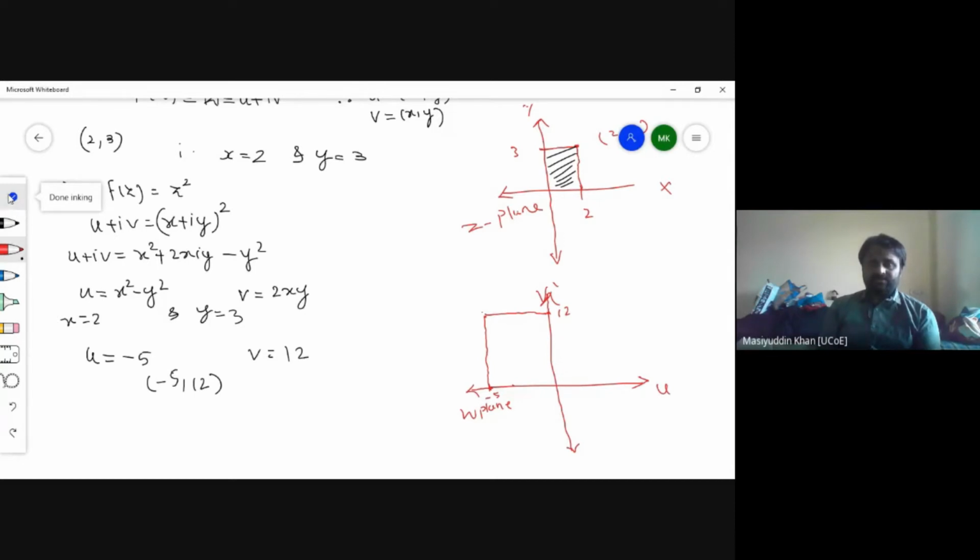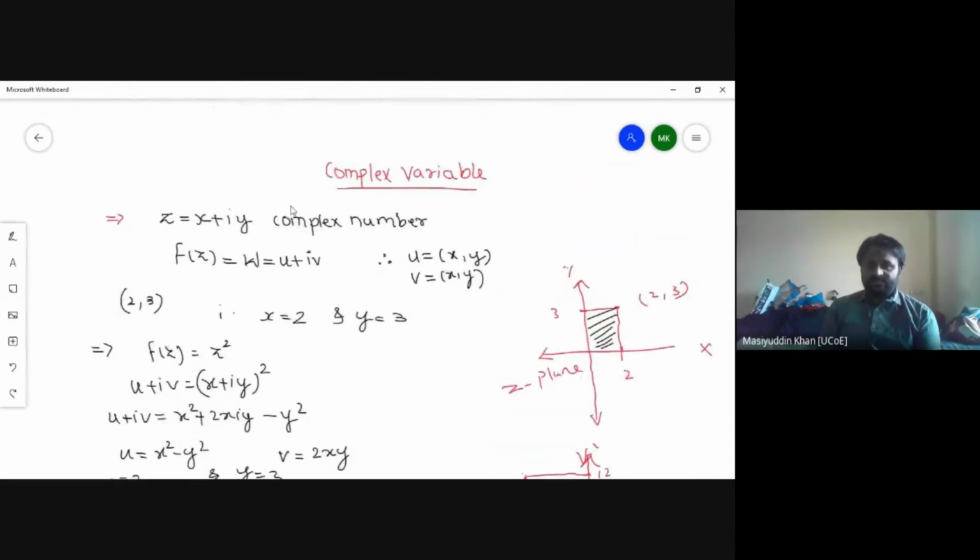You have to remember that f of z is equal to u plus iv, and w is equal to u plus iv. You must remember this thing: f of z is equal to u plus iv, where u is the real part and v is the imaginary part, and u also has x, y variables, and v also has x, y variables.